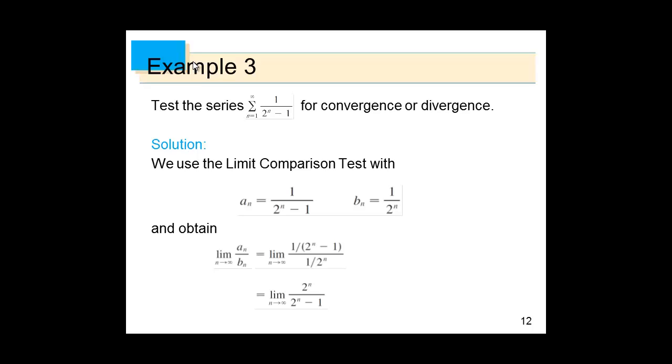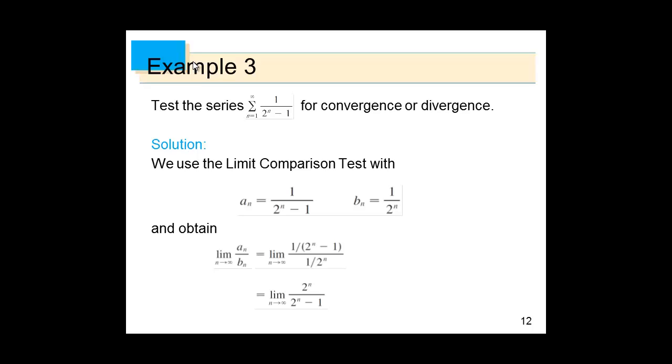Well, if you take the ratio, 1 over 2 to the n minus 1 divided by 1 over 2 to the n, and then you simplify that, you're going to get 2 to the n divided by 2 to the n minus 1, right? Do you guys agree with that? Because when you have 1 over 2 to the n minus 1, you have to multiply with the reciprocal of this. So 2 to the n divided by 2 to the n minus 1.